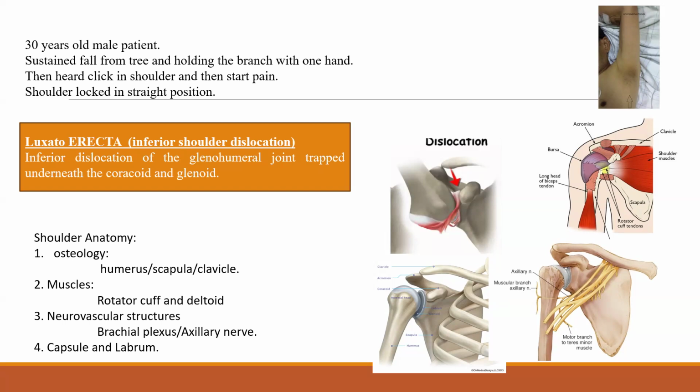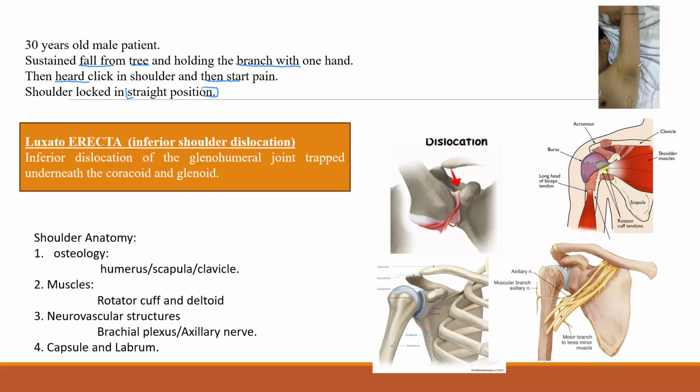So here is the case of a 33-year-old male patient who sustained a fall from a tree holding the branch. This mechanism of injury is very important. He fell from the tree holding the branch with one hand, and when he was holding, the whole of his body weight acted as a fulcrum out through the glenoid. Then he heard a click in the shoulder and started having pain. And when he came to the emergency, the shoulder was locked in a straight position. So it is in an erect position.